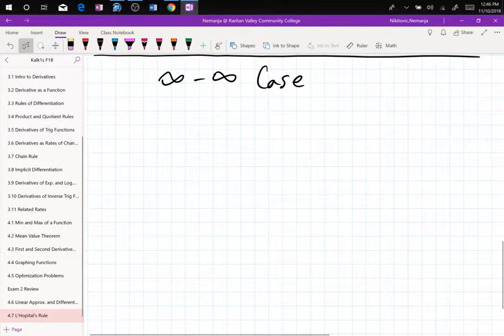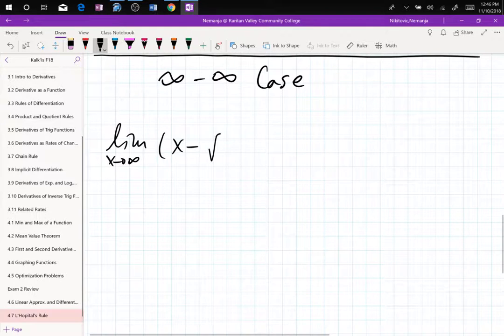How about we take a look at a limit? It's an interesting one. The limit as x goes to infinity of x minus the square root of x squared minus 3x. This is amazing.